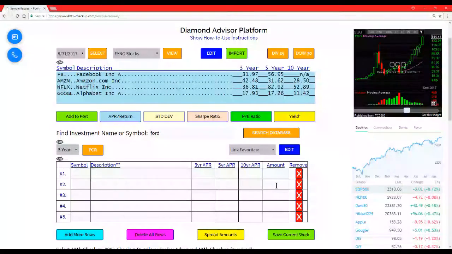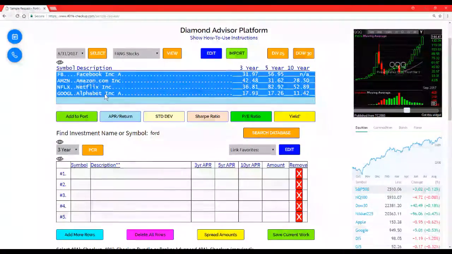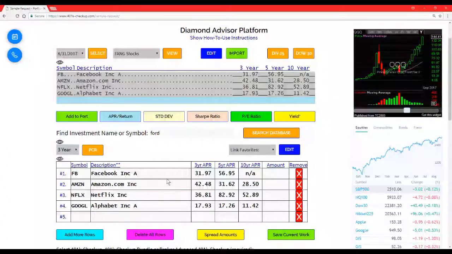All right, today we're going to look a little more specifically at the PCR button. What is that and what is its function? Probably a couple of video topics, but very briefly, we'll quickly grab, let's say here in one of our boxes, the 4 stocks by highlighting them for the FANG stocks and add them to the portfolio below for a simulation.